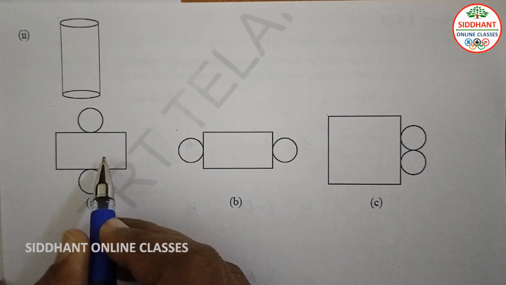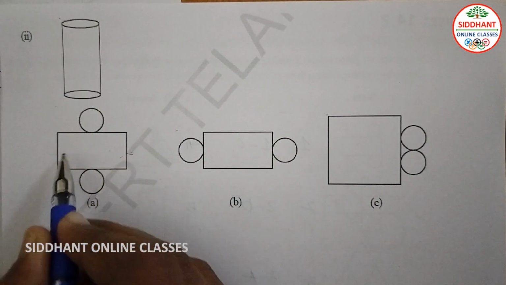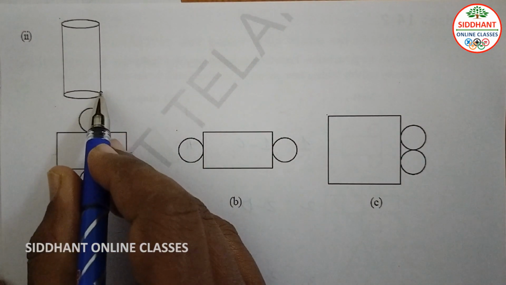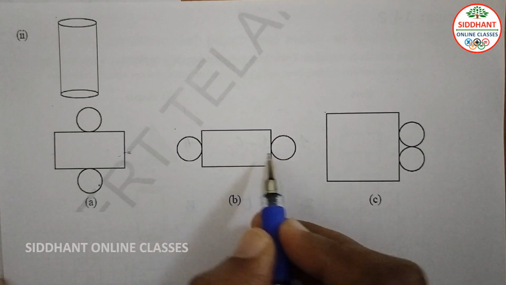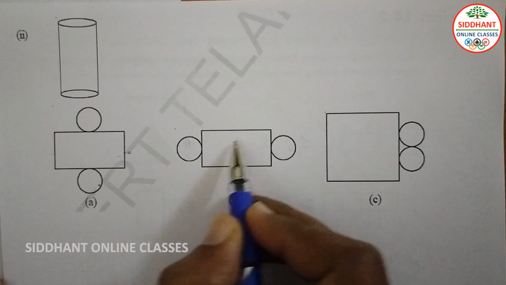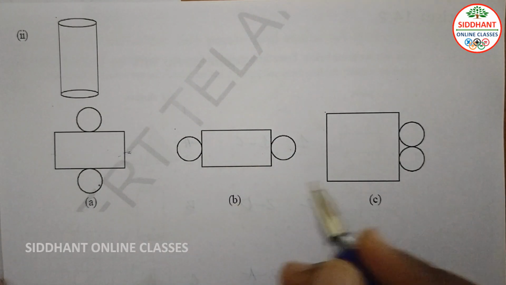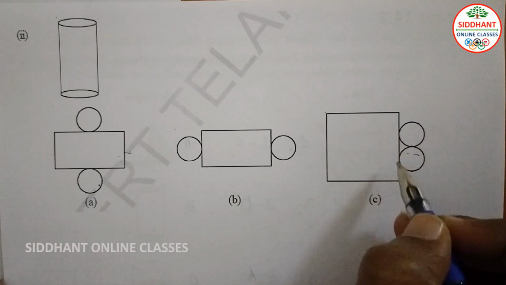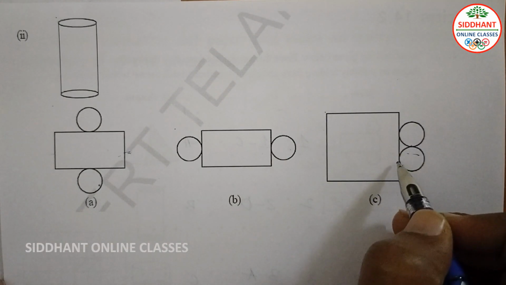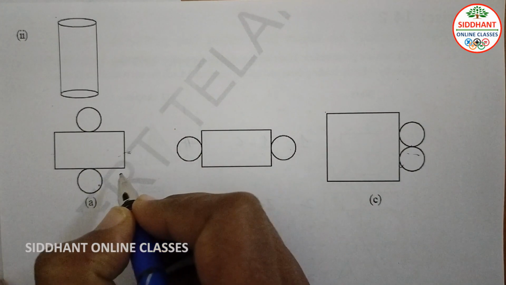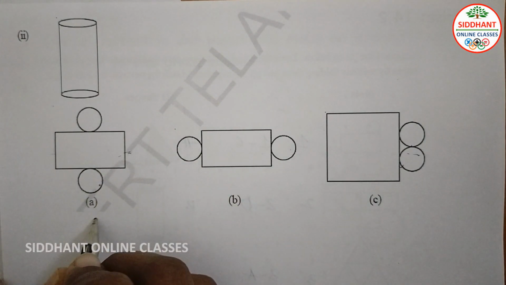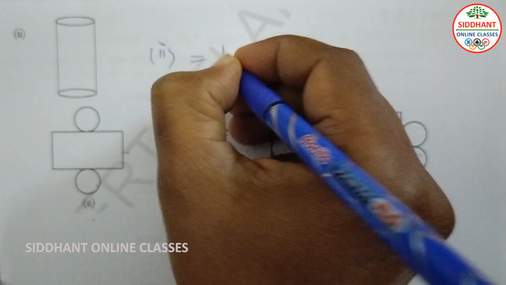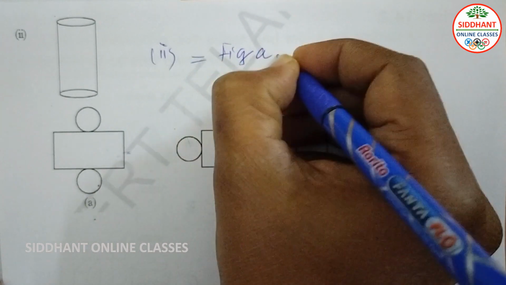When you see the first figure, when you close this part and close up and down, it will match and it looks like a cylinder. When you close left and right, it won't look like a cylinder because the top and bottom are missing. When you fold left and right or top and bottom, it won't look like a cylinder here. So the matching figure will be A here. So the second figure is matching with figure A here.